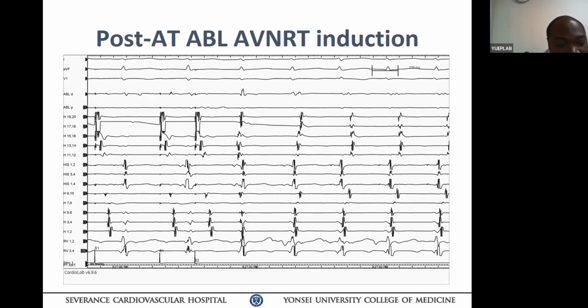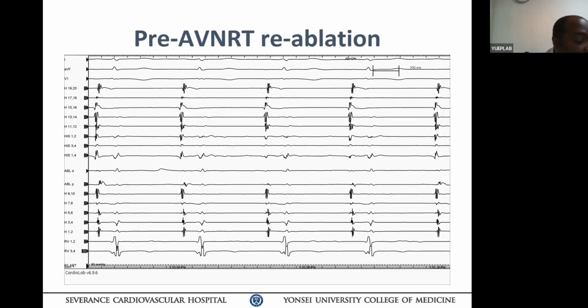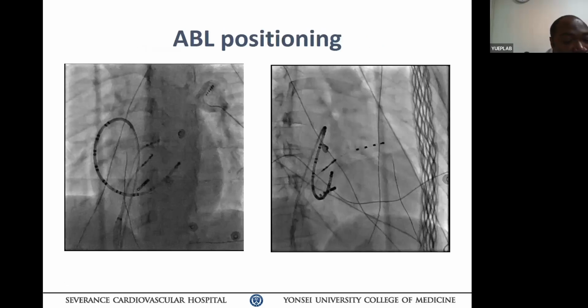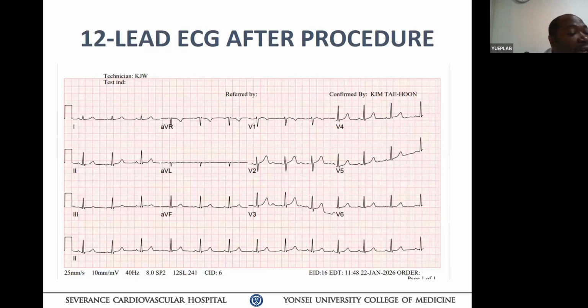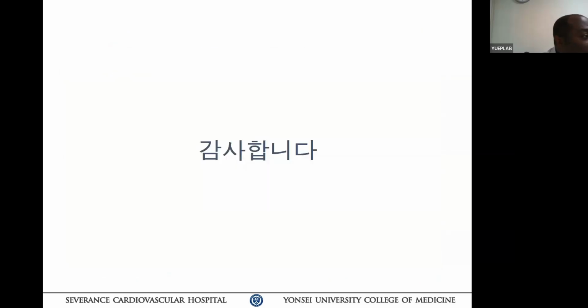Then after that, we had another induction following the sequence of tachycardia 1, which suggested that the AVNRT had recurred. So catheter was repositioned at the slow pathway area and ablated. And this is the final EGM and the final ECG. Thank you very much.